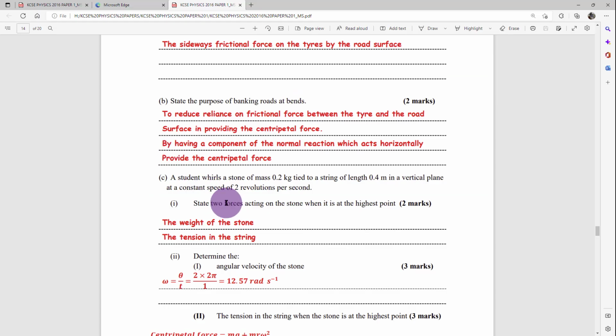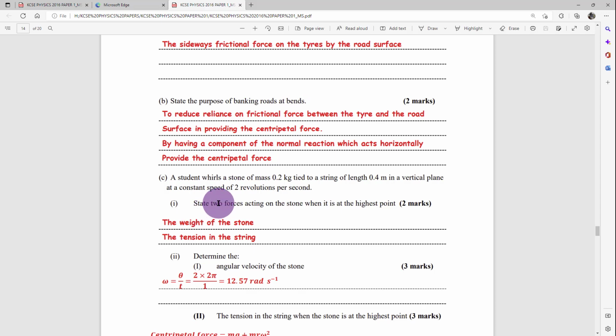So let's continue. By having a component of the normal reaction which acts horizontally, it provides the centripetal force. Of course, you can have the two of them, friction force and the horizontal component of the normal reaction, providing the centripetal force. The idea here is to reduce reliance on friction force only.